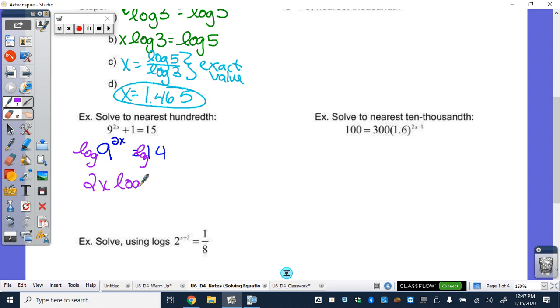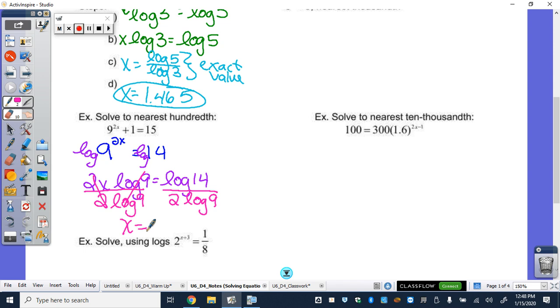My exponent of 2x comes down in front of my log of 9. So we get 2x times the log of 9 equals the log of 14. So what do we have to divide by to get x by itself? 2 and the log of 9. We got to divide by both of them. And then that one cancels. We'd have just the x on my left side. Again, exact value, if they asked for it, would be this, log 14 over 2 log 9.